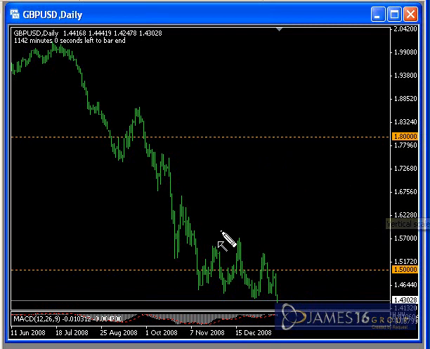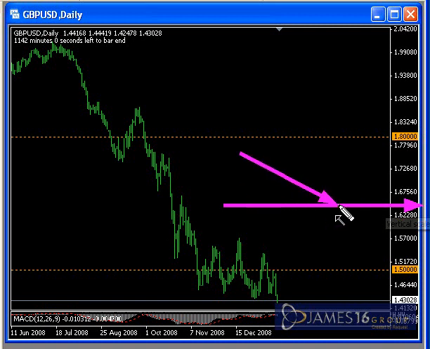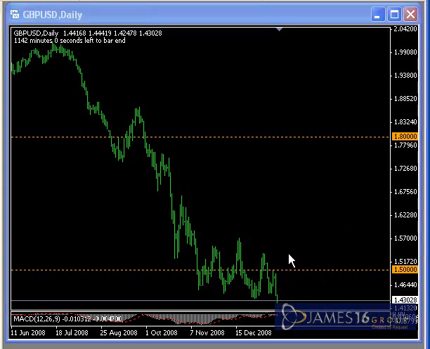So I'm either looking to play horizontal, or I'm looking to take longs off a descending trend line, or like I said, an ascending trend line, I'll look to take shorts off.